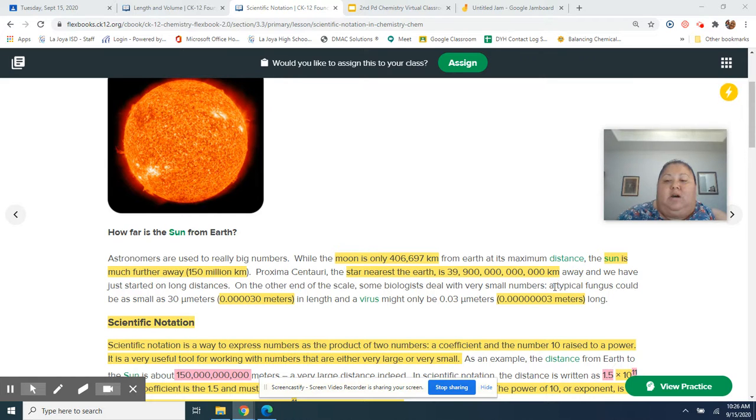For example, fungus, those little mushrooms that grow after it rains or on top of cow manure. Well, those fungus can be as small as 30 micrometers or 0.000030 meters in length. The viruses, on the other hand, like COVID-19, they could be as small as 0.03 micrometers or 0.000003 meters long. Okay.